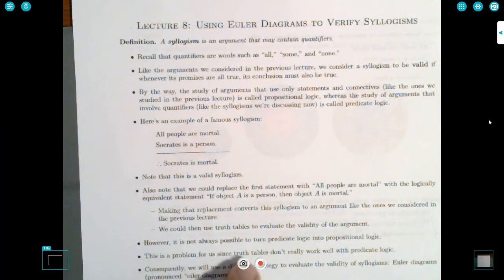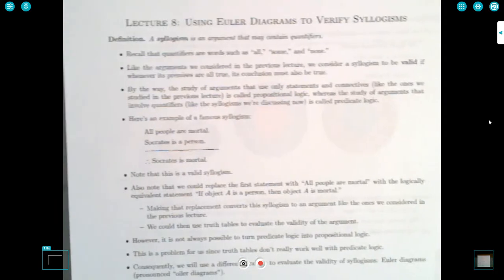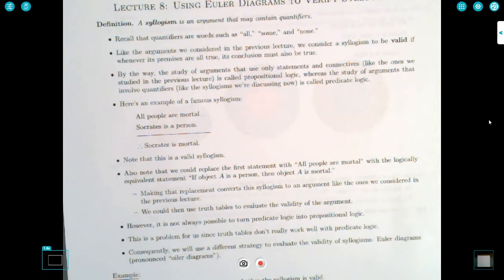However, it's not always possible to do that, right? We can't always turn predicate logic into propositional logic, and we'll see some examples a little bit later on where it wouldn't really be possible to turn the statement into a statement of propositional logic. And that's a problem for us because truth tables also don't really work very well with predicate logic. So whenever we have these quantifiers, all or some or none or things like that, then truth tables aren't really going to help us. Truth tables don't really work.